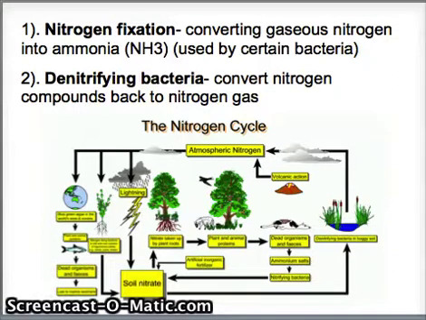Okay. Denitrifying bacteria convert nitrogen compounds back into nitrogen gas. So these are the major things that are at work here. Bacteria are really important in the nitrogen cycle.